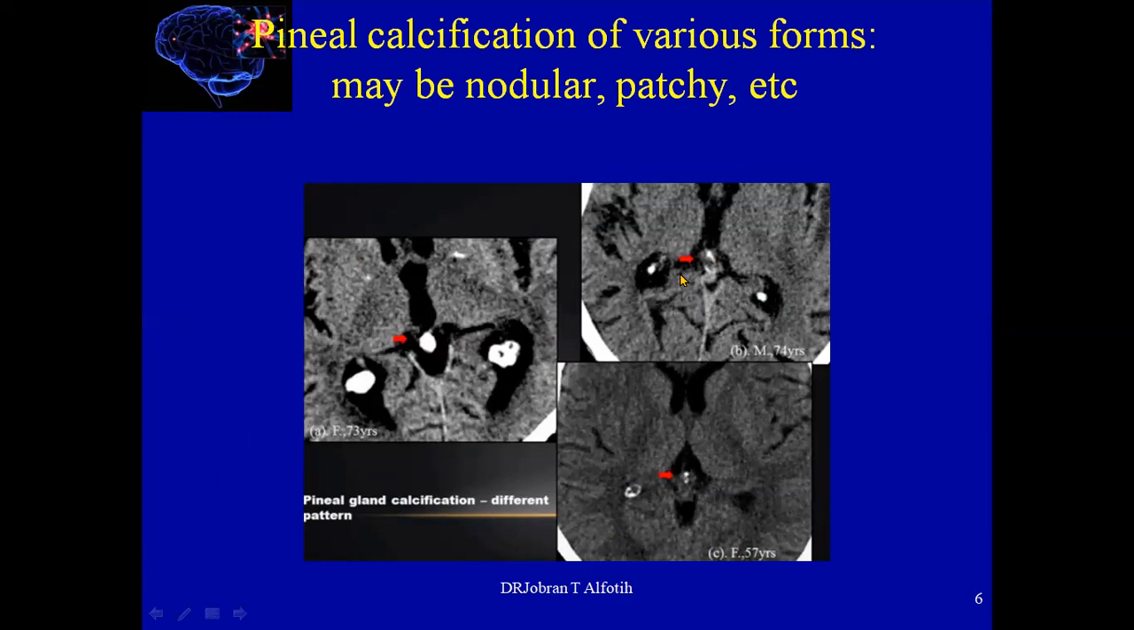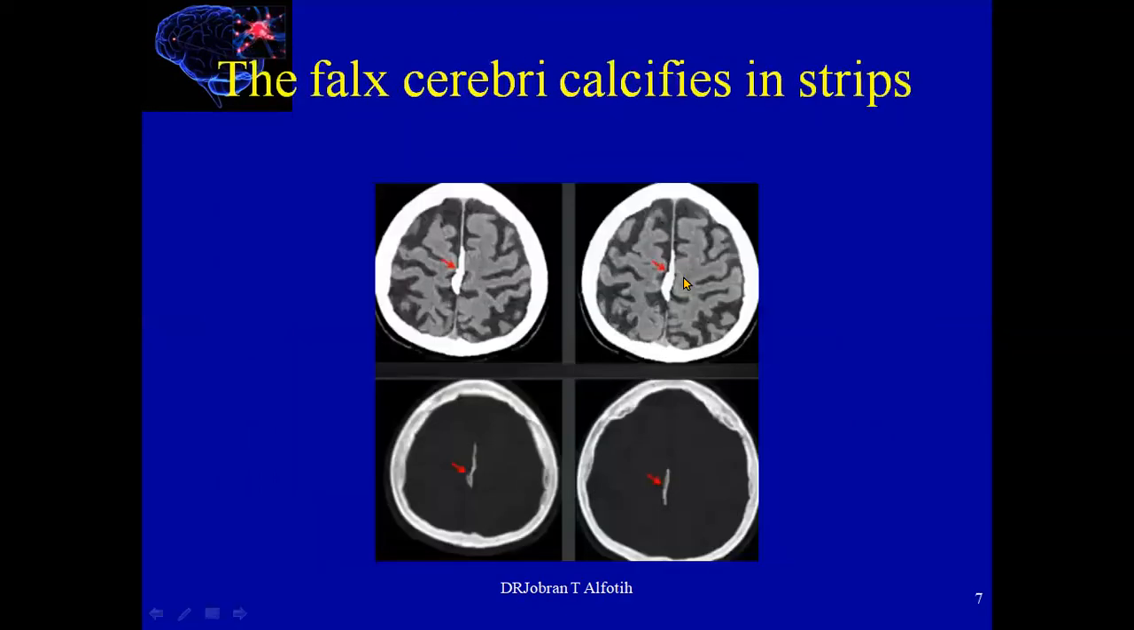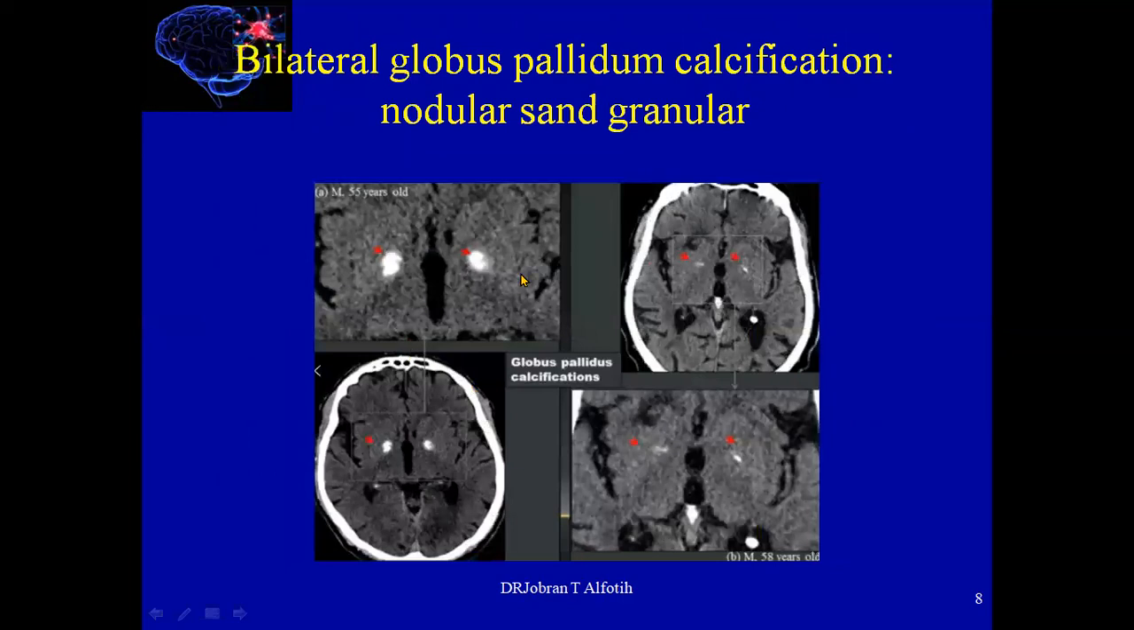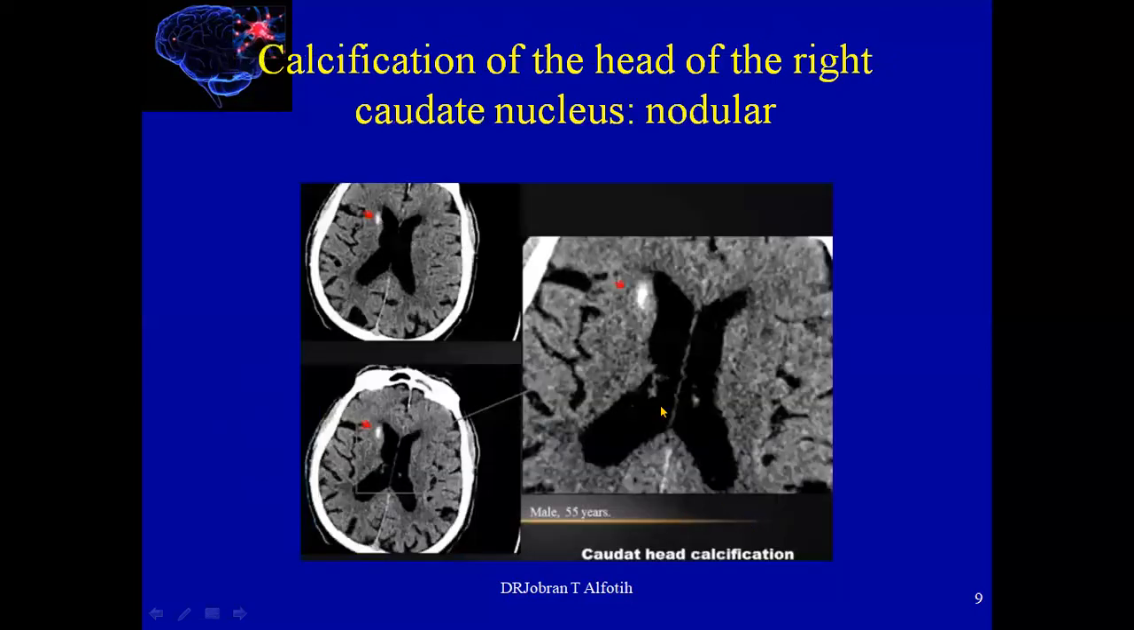Here is the pineal gland calcification, as we see in this picture and this picture, and here also. Here it is nodular, here it is a patchy shape. And it can be more than one shape or two shapes. Here is a strip of calcification on the falx cerebri in older people. Bilateral calcification in the globus pallidus on both sides, as we see in this picture. Another calcification had been found on the right side of the caudate nucleus.